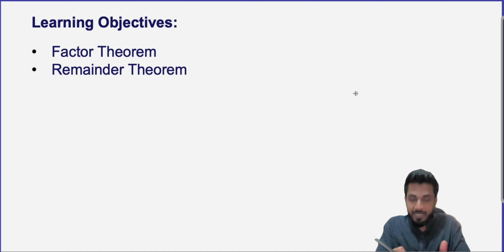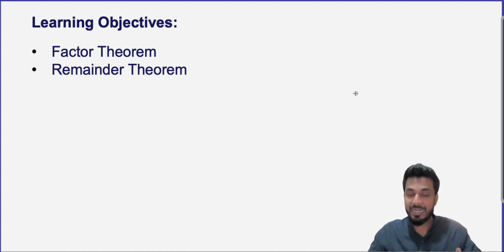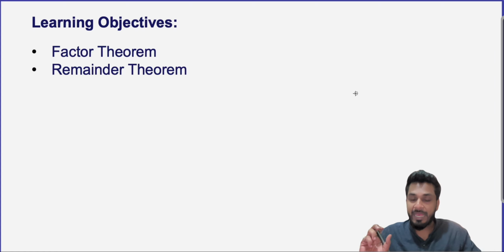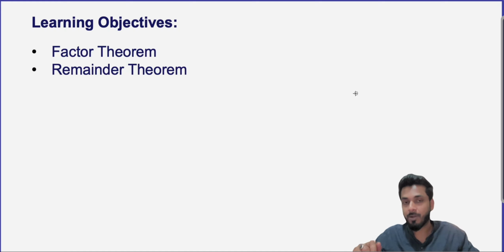Now, the learning objective of today's class is to find out the factors of any polynomial, whether it's a 2-degree polynomial, cubic polynomial, or any higher degree polynomial, and to make use of the factor theorem and remainder theorem if in any question it is asked to find the remainder, or if we just have to check whether any binomial, any linear factor, or any quadratic factor is one of the factors of the given polynomial or not.